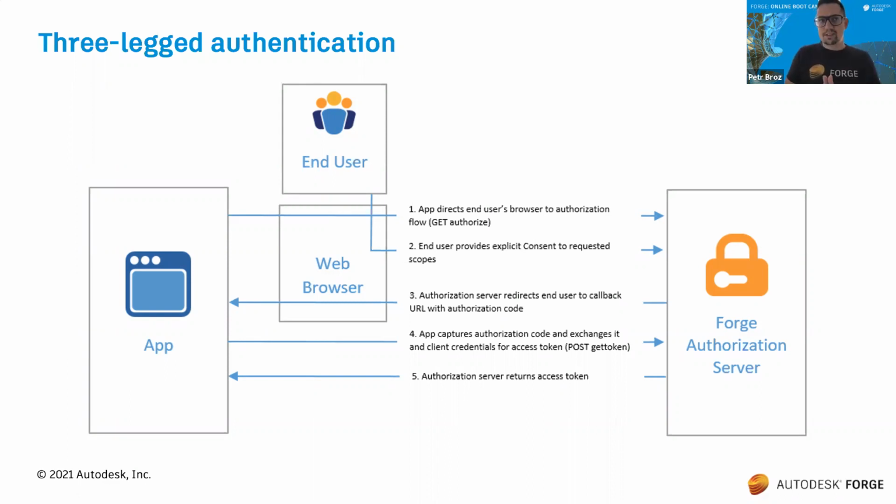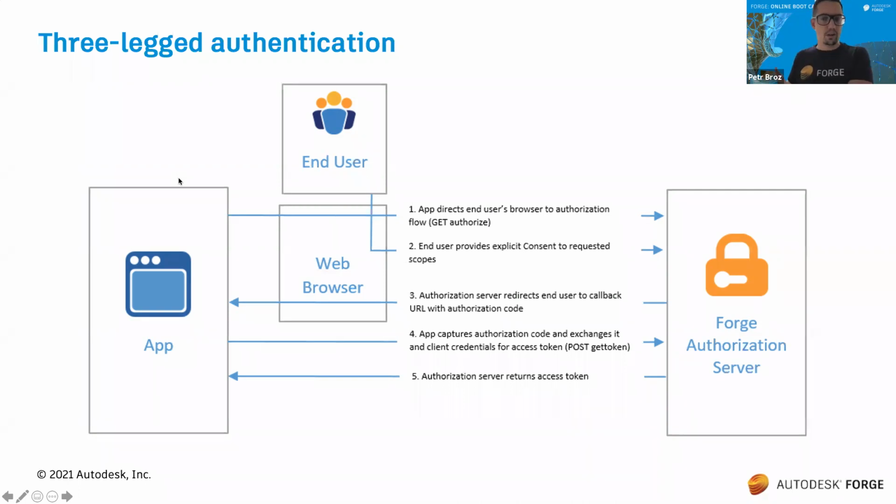In other words, it's the different types of privileges that we want that token to have. For example, there is one scope called data read, which is basically asking the access token to be able to read information from the data management service. Then there is data create or data write, in which case we are asking for an access token that would actually allow us to even modify the data in Forge.